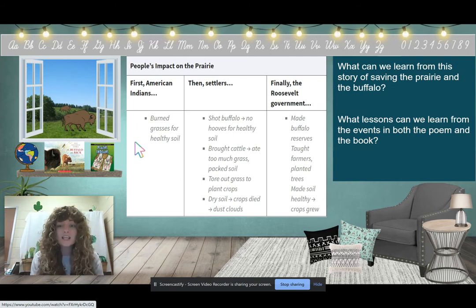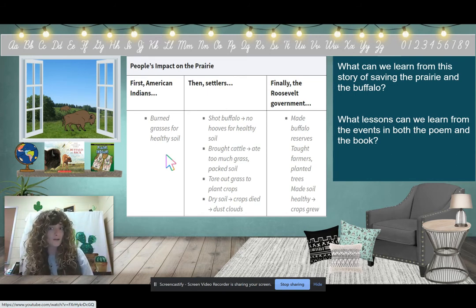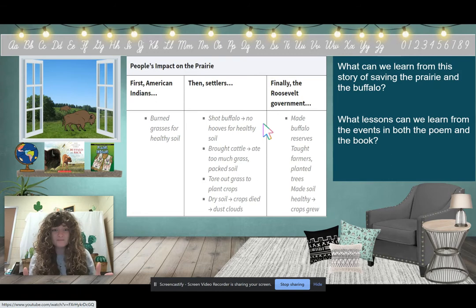So looking at the people's impact on the prairie, first, the American Indians burned the grasses to keep the soil healthy, which kept the buffalo healthy. So that happened a long time ago. Then the settlers, so look at these topic specific words. First, the American Indians, that's topic specific. That's talking about who impacted the prairie. Then settlers, that's another topic specific word. They shot buffalo, which meant no hooves for healthy soil. They brought cattle that ate all the grass. They tore out the grass to plant crops, and they caused the soil to dry up and caused dust clouds. So first, the American Indians had a positive impact.